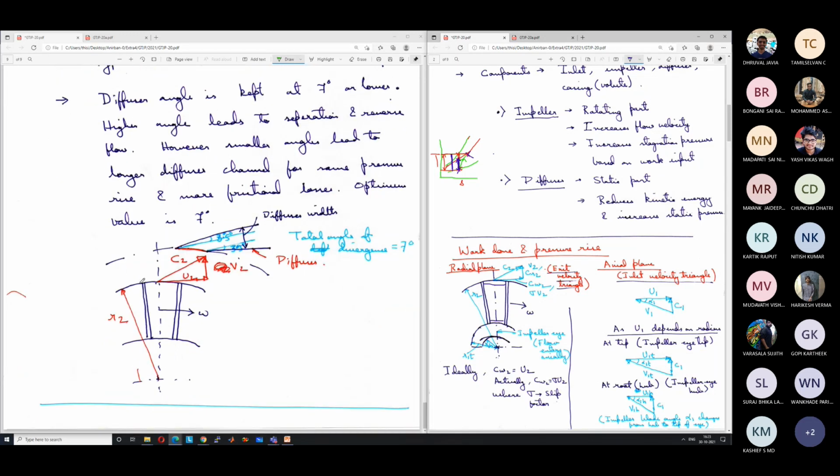So this is how it looks. The flow comes at C2 velocity. If we ignore the small gap, then it goes inside at C2 velocity, and then the velocity is gradually reduced, increasing the temperature and pressure. Any questions?